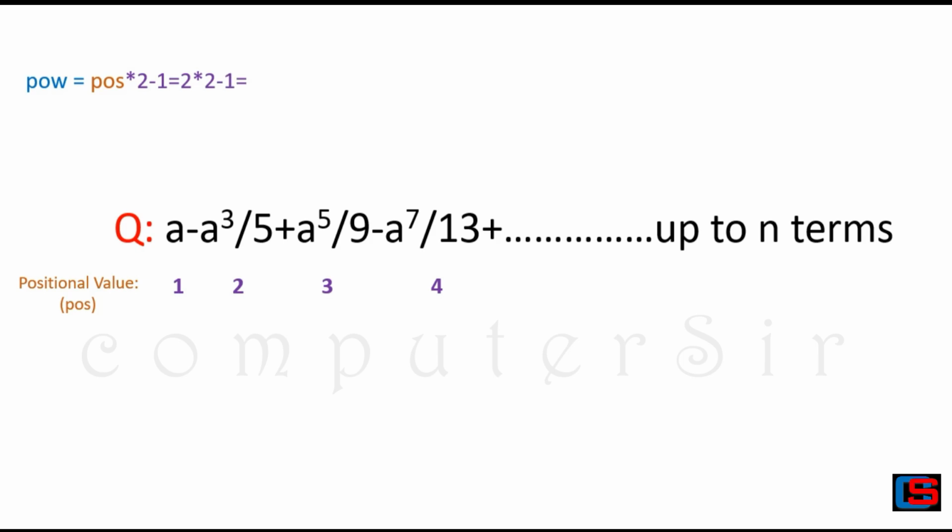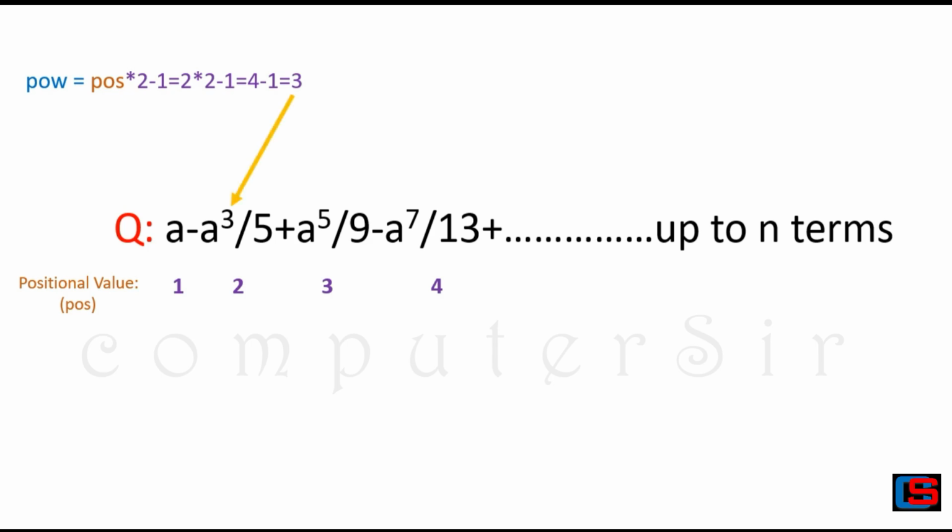Now for the second term, pos is 2, and 2 into 2 minus 1, so it becomes 4 minus 1, which is 3. So a cube is generated. Now after generating the power value, we multiply it by 2 and subtract 1 again, and then the denominator, which is actually 5 here for the positional value of 2, is generated.